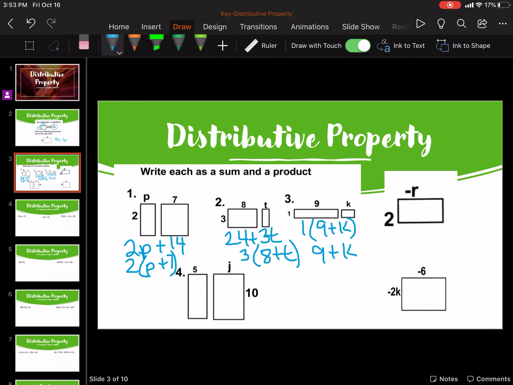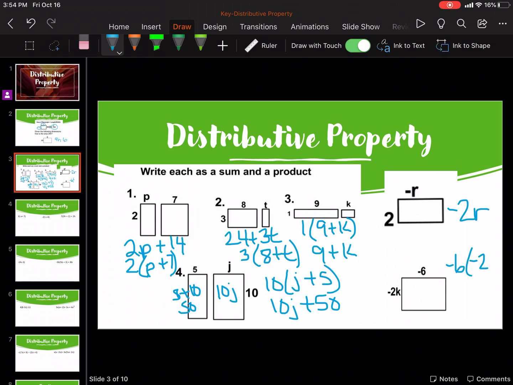Let's look at this one. This is going to be 2 times negative r, so that's going to be negative 2r, because it's negative 2 times r. This bottom one, the 10 is times both parts. So 10 parentheses j plus 5, or 10j plus 50, because this one is 10j, and this is 5 times 10, which gives you 50. So here, negative 6 times negative 2k is going to give you positive 12k.